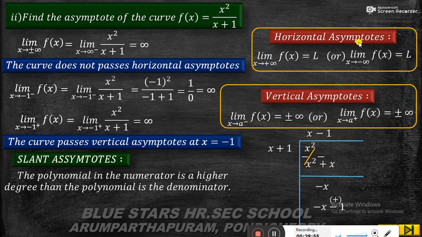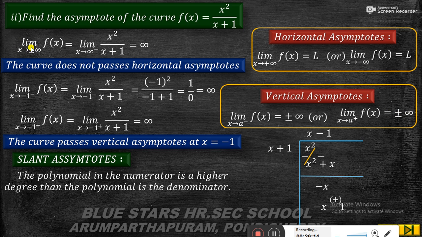So we tell it is a horizontal asymptote. Vertical asymptote means the limit as x tends to a from the left-hand limit of a, that means f of x equals plus or minus infinity, and the limit as x tends to the right-hand limit of a, f of x equals plus or minus infinity. This is a vertical asymptote.